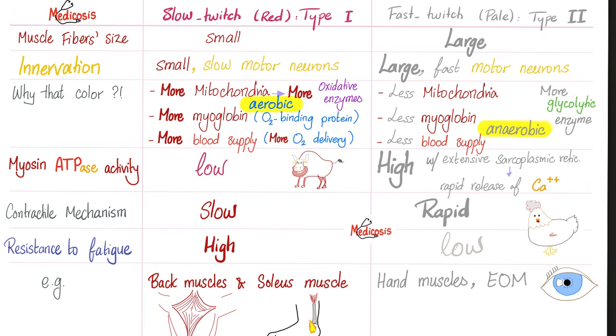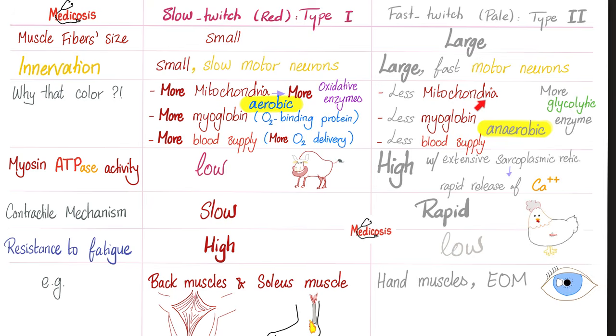What's the purpose of mitochondria? Oxidative phosphorylation. We're talking about oxygen here. Myoglobin, it's an oxygen binding protein. More blood supply will give me more oxygen. The key word here is aerobic. Oxidation, baby. But in type 2 fibers, there are fewer mitochondria.